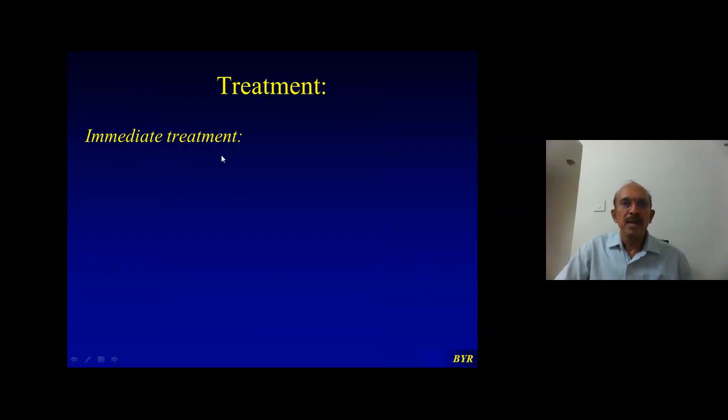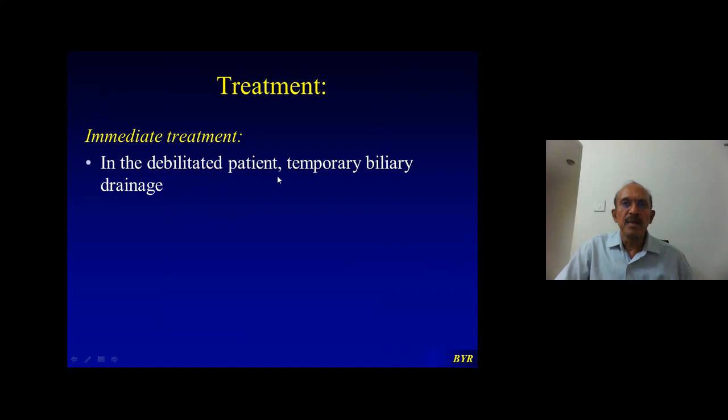Treatment: immediate treatment in the debilitated patient is temporary biliary drainage. That means you provide biliary drainage either by passing an ERCP and then you pass a stent. If it is not possible, you do percutaneous transhepatic cholangiography and over that you put a tube. That is called percutaneous transhepatic biliary drainage. I think you are following these words, PTBD, stenting. Already we discussed these things.